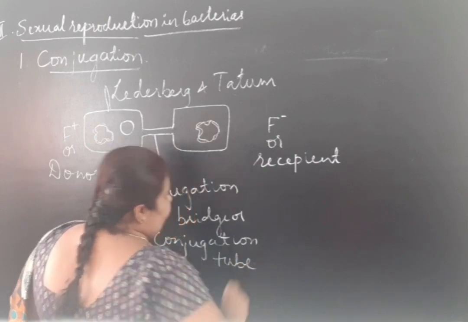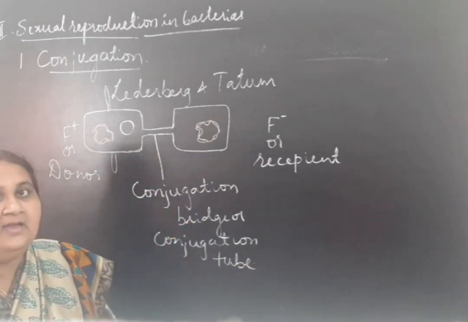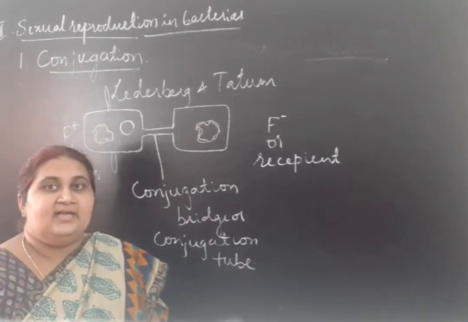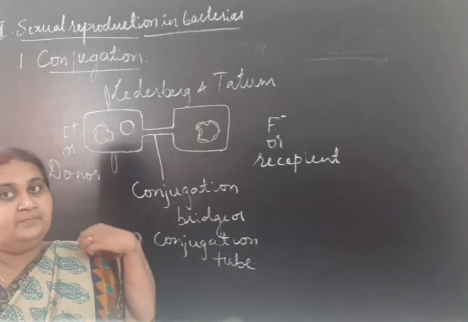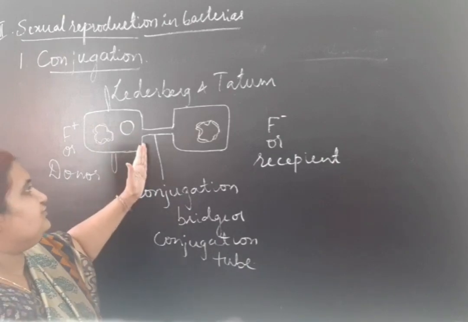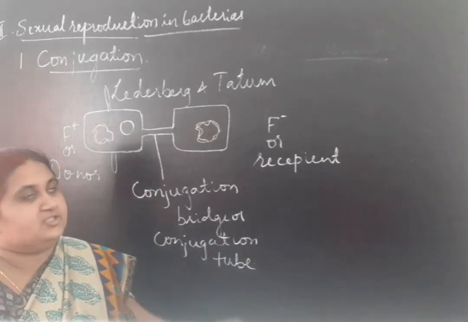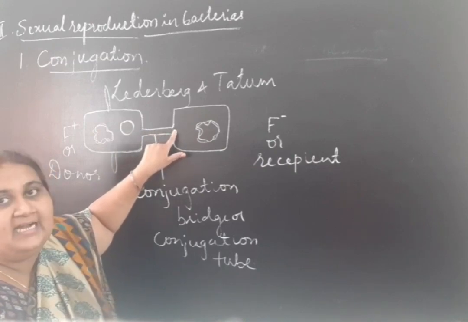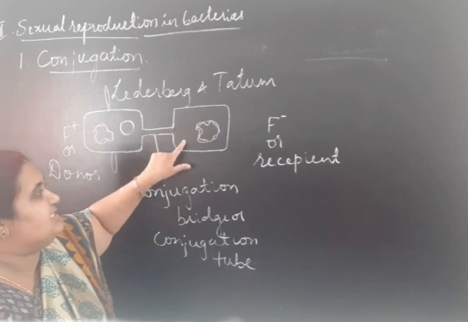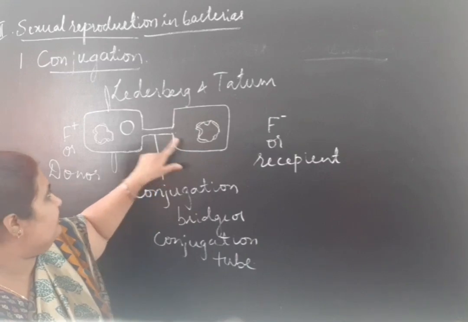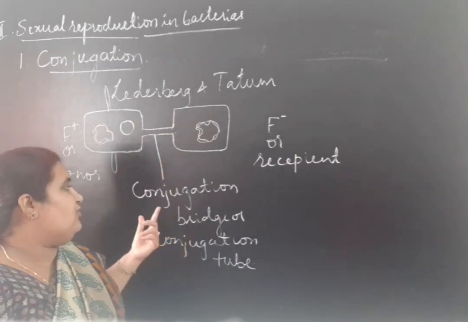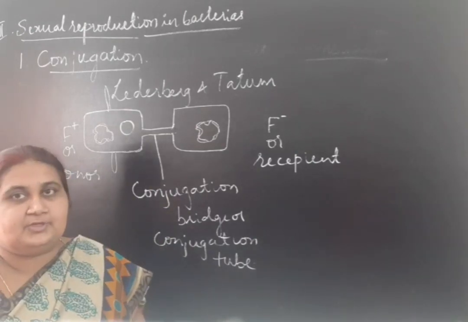So, by the help of the pili, I have told the function. It is used as a means of attachment to the host or helps during the time of reproduction. So you can find here, it helps in attachment to the recipient F minus bacterium and forms a bridge-like structure, tube-like structure. So it is called conjugation bridge.